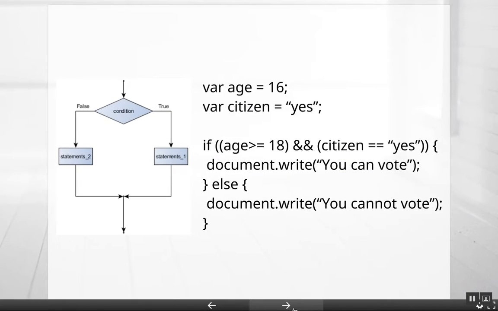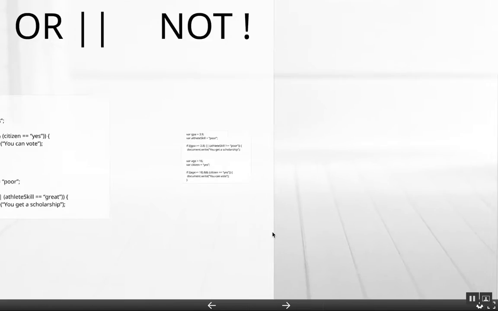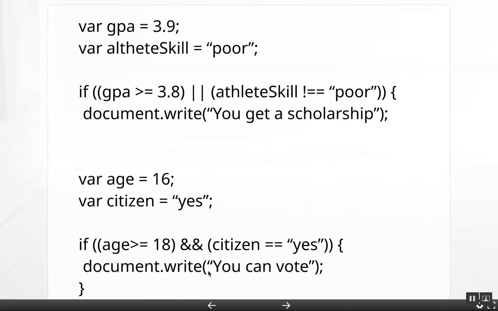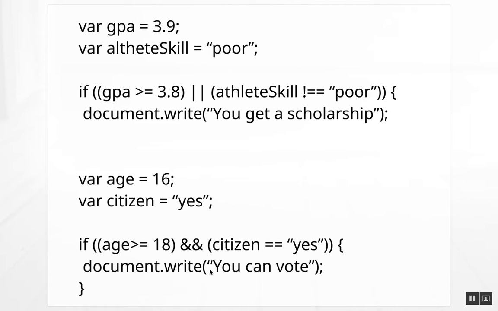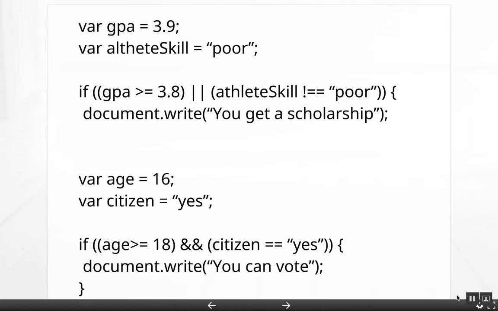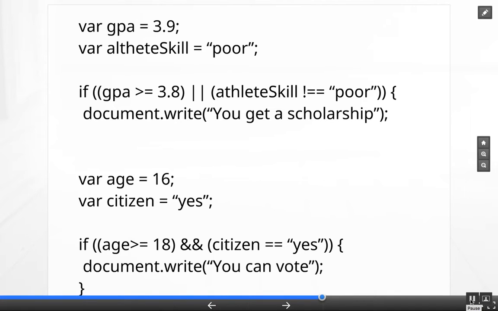The voting example, let's go back actually. We're down here. This was using AND, and both conditions had to be true for the code to run. We see that they are a citizen, but they're not old enough. So only one condition is true, and the overall combined Boolean would be false. The code in the curly braces won't run.